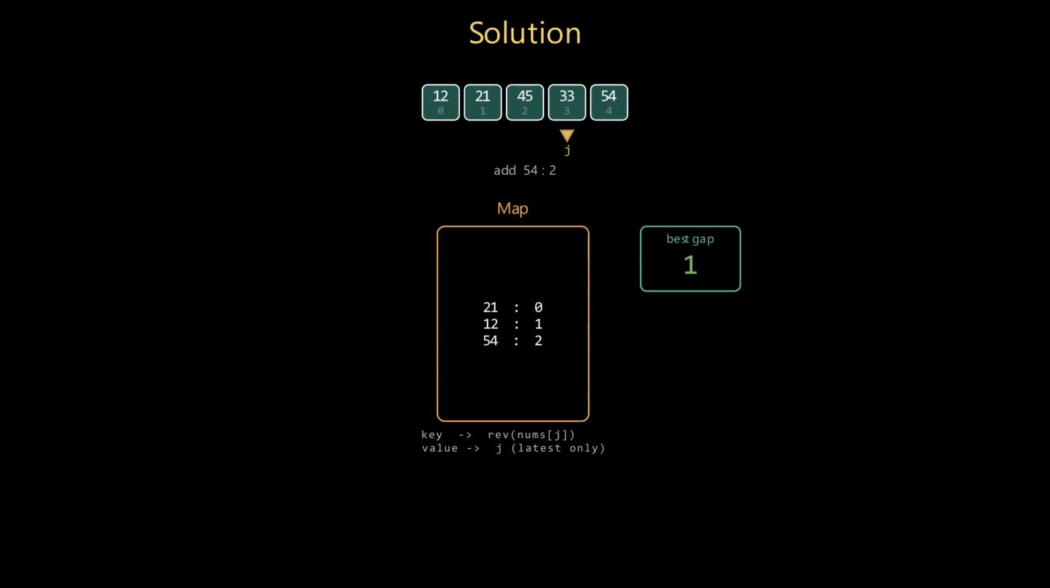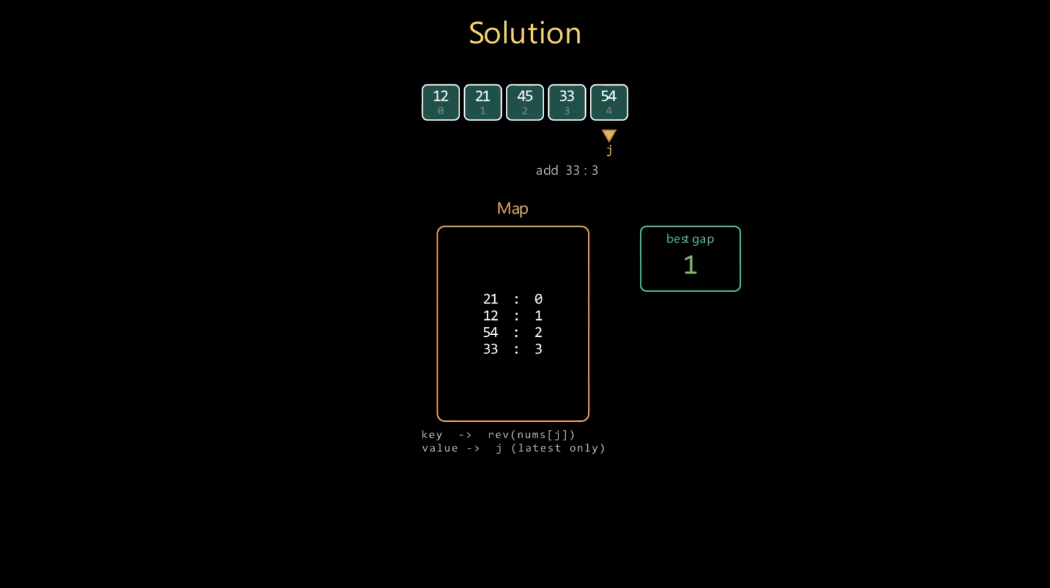Iteration j equals 3. nums[3] is 33. Look up 33; not present, so no hit. The reverse of 33 is still 33, so insert 33 mapped to index 3. The best gap remains 1.